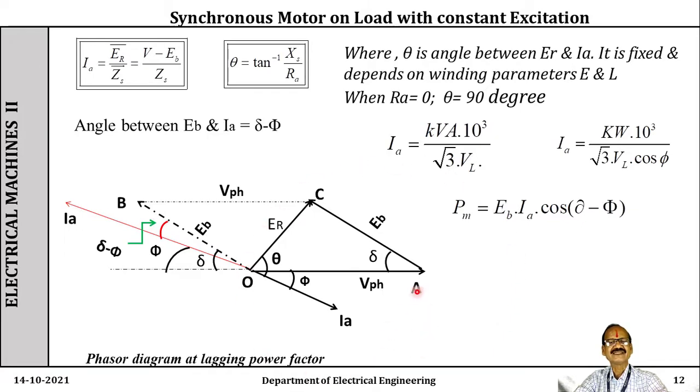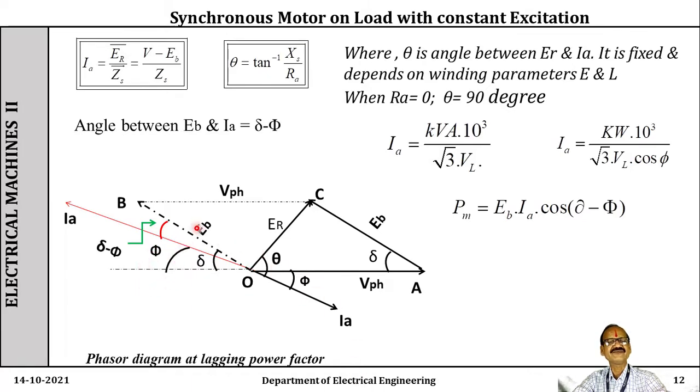Now see, look at this. Draw the V_ph in opposite direction shown by the dotted line. Similarly, draw the E_b in a backward direction here. So what is the angle between E_b and V_ph? Delta. So the angle between E_b and V_ph is δ. What is the angle between V_ph and I_A? I_A is drawn in opposite direction by the magenta color. So the angle between V_ph and I_A is φ, which is shown here.